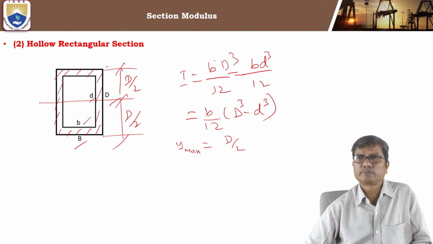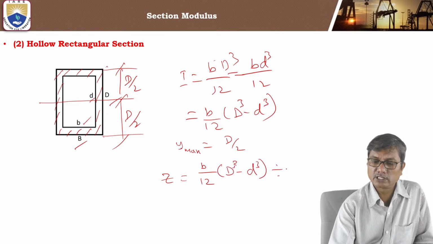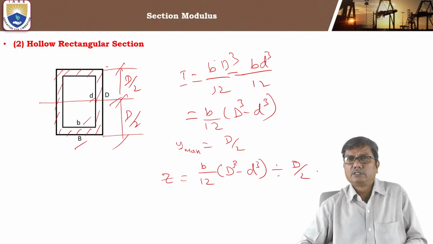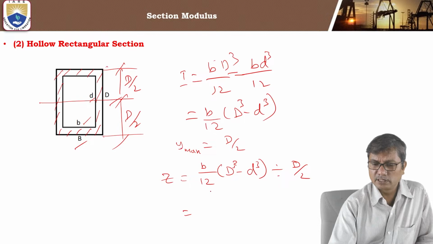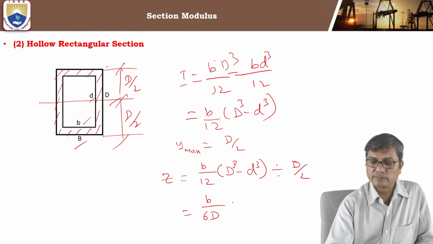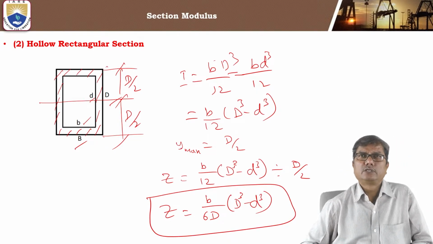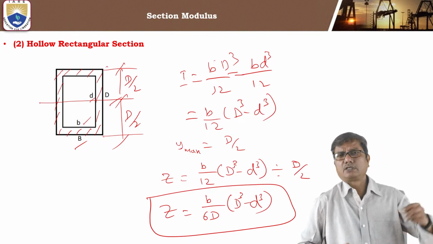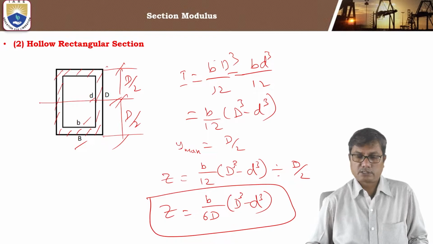Now the section modulus is I by y maximum, that is b by 12 into capital D cube minus small d cube divided by capital D by 2. So this comes out to be b by 6D into capital D cube minus small d cube. This is the section modulus for the hollow rectangular section.